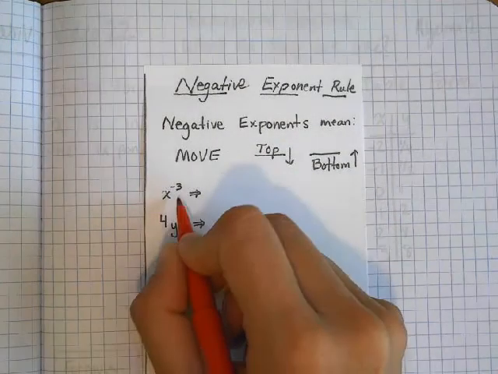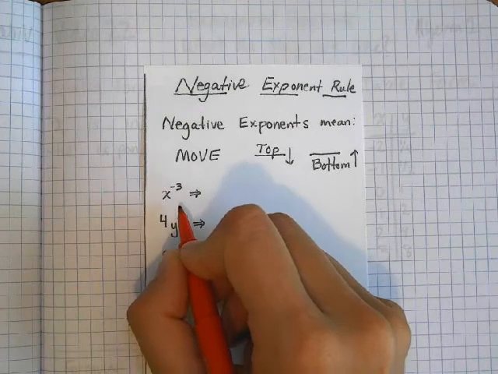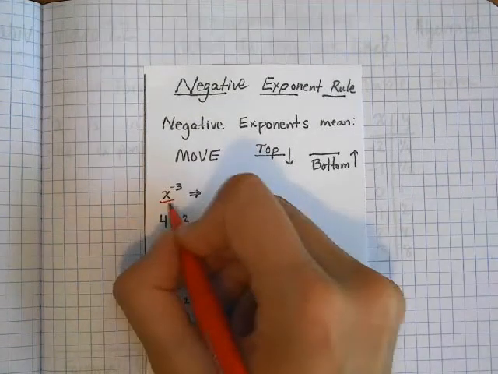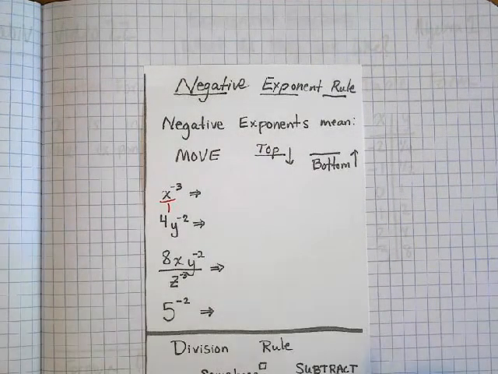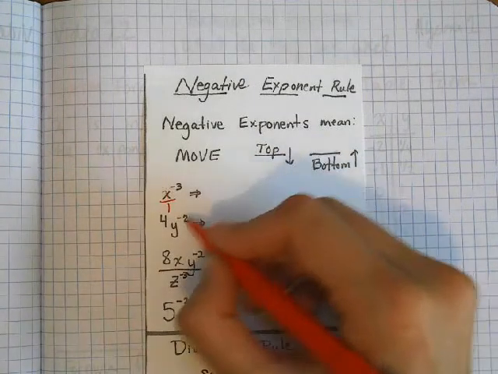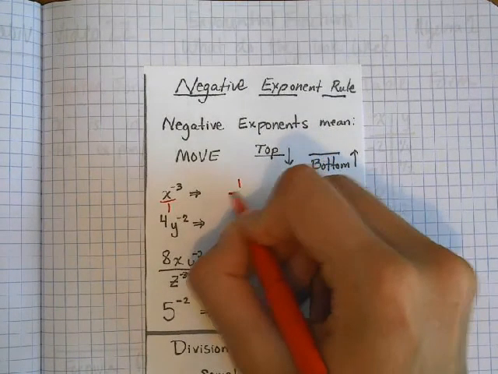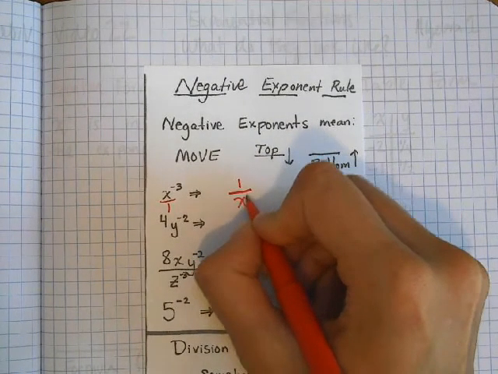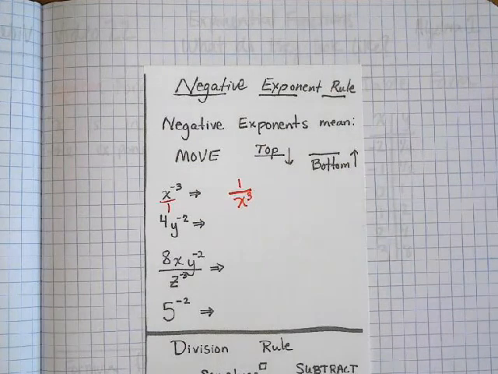So what that means is we're going to move this x to the negative 3 to the bottom. Remember, every single thing is a fraction. You can just put it over 1. Okay, so it's kind of like we're going to move this to the bottom. So now we'd have 1 over x to the third.